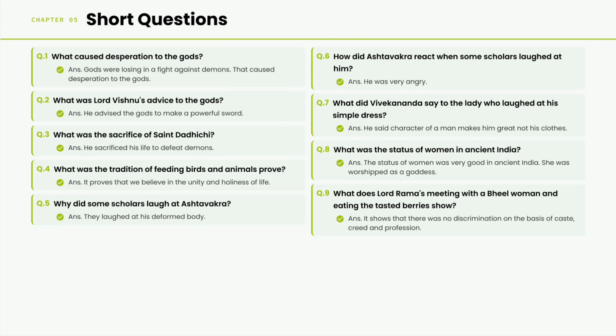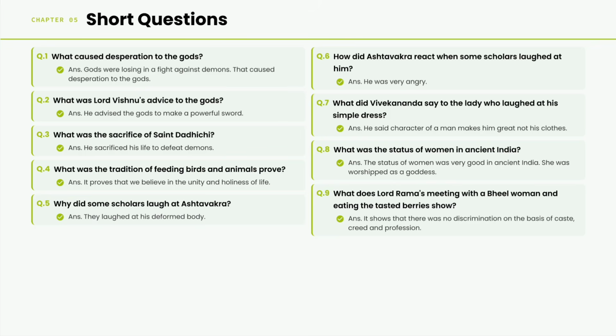Question 4. What was the tradition of feeding birds and animals proof? Answer. It proves that we believe in the unity and holiness of life. Question 5. Why did some scholars laugh at Ashtavakra? Answer. They laughed at his deformed body. Question 6. How did Ashtavakra react when some scholars laughed at him? Answer. He was very angry.